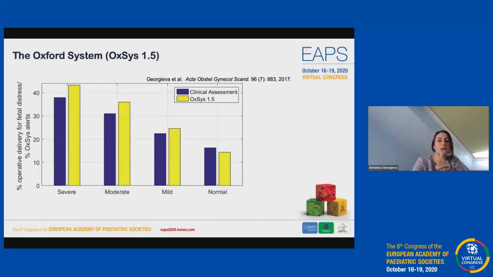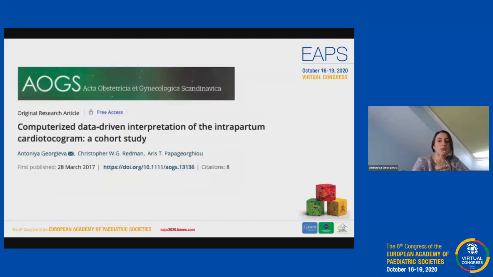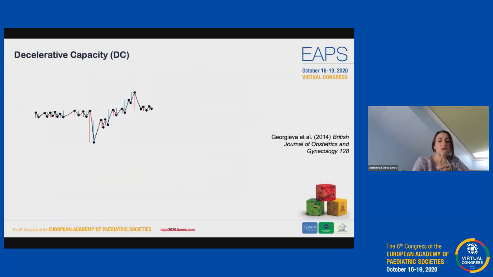So the details are in the paper. So I'm not going to talk in the full detail. What I want to demonstrate is that this OXIS 1.5 system is actually based on something super simple, very easy to calculate in the CTG or in the heart rate only. So if these are different heart rate dots over time, what you're looking for is every time the trace is going down. So these are these red graphs.